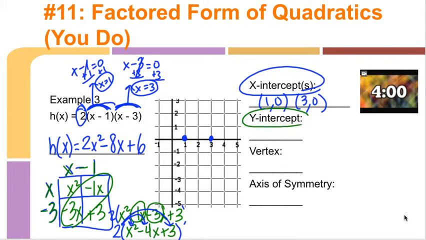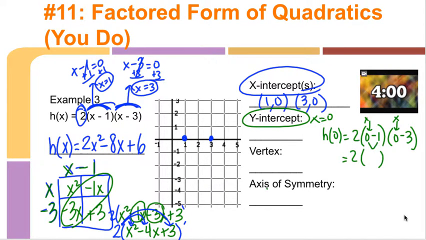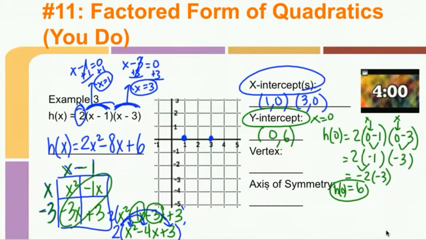To find the y-intercept, you're going to substitute in x equals 0. So h of 0 equals 2 multiplied by 0 minus 1 and 0 minus 3. Again, these were my x's that I replaced. So this is 2, 0 minus 1 gives me -1, 0 minus 3 gives me -3, and this is all multiplication. So this gives me -2 times -3, which is a +6. So again, you get the y-intercept right here at the end. When you multiply -2 by -3, you get a +6. So your y-intercept was 0, comma 6.